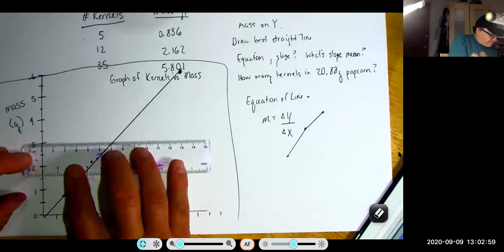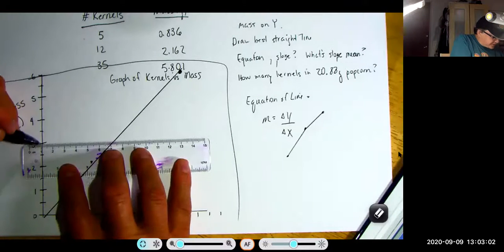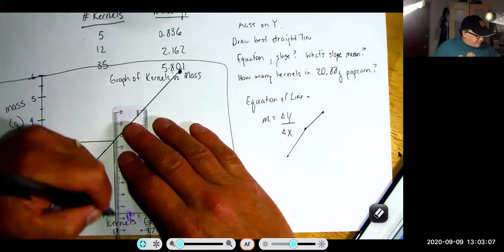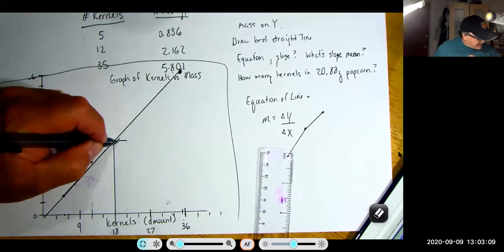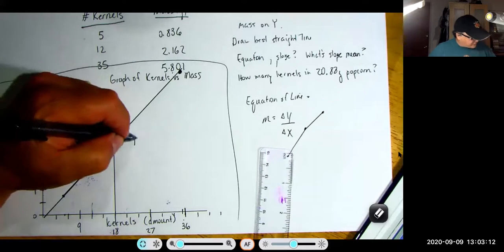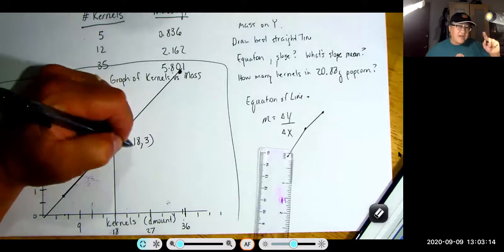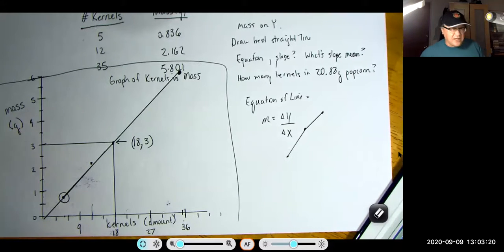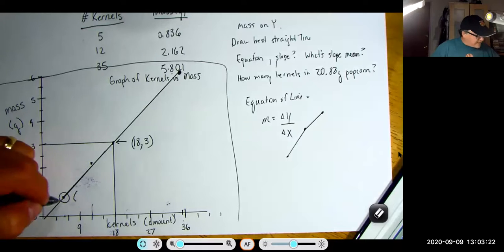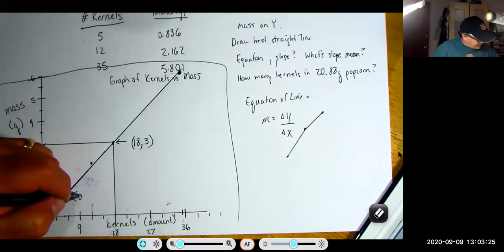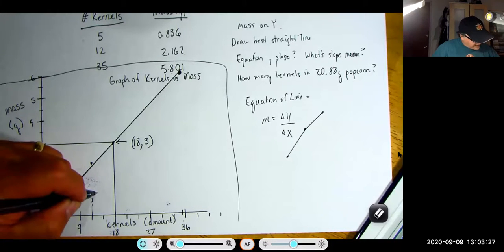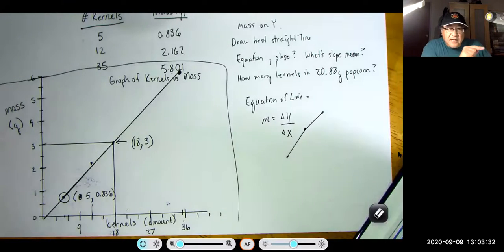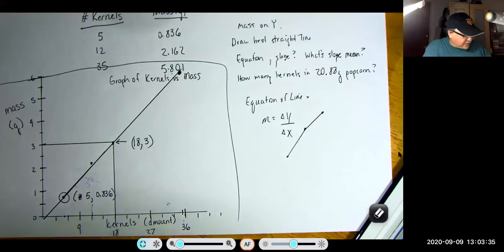And this is where having graph paper is really nice, because you'd be able to do something like this. And you'd have a point. So that point there looks to me to be like 18 kernels and 3 grams. So I can use that point to get the slope of my line. Plus I can use that one because it is on the line. Remember, this point here was 5 and 0.836. Okay, so that's important. The points must be on the line to get the slope.